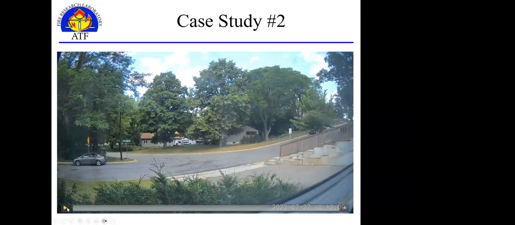So this is a Ring doorbell camera, and this is where I'd always love to say I'd rather be lucky than good to have video. I've got a normal speed and then a high or a low speed or single frame.